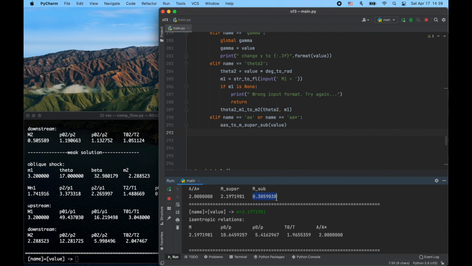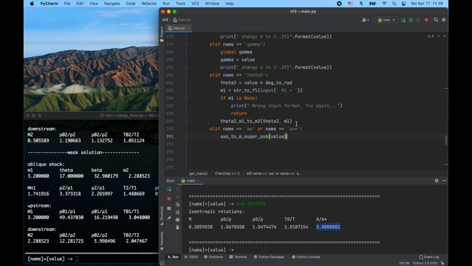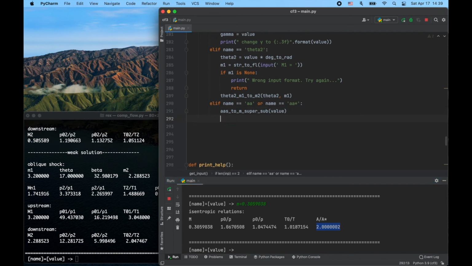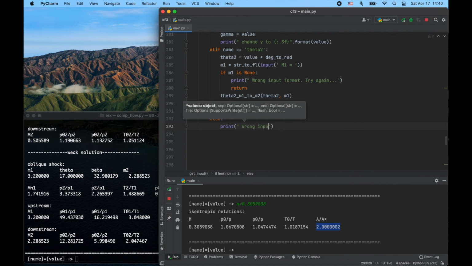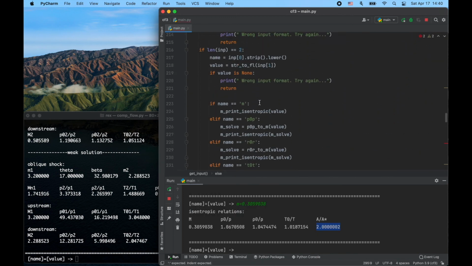And if name is none of them, we are just going to say, okay, the input is wrong. So try again. Return. Or if the length of the input split by equal sign is larger than 2, or maybe it's 0, we print, okay, wrong input format, and try again.